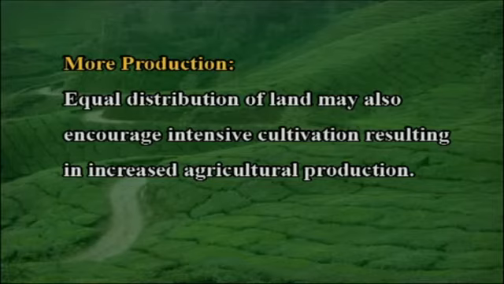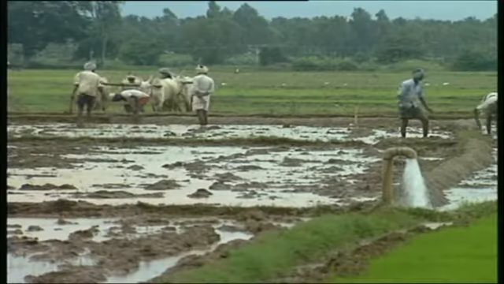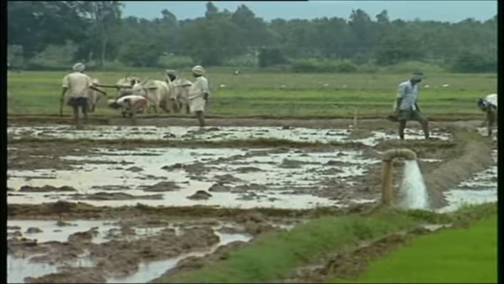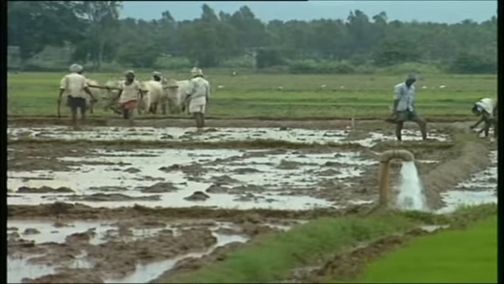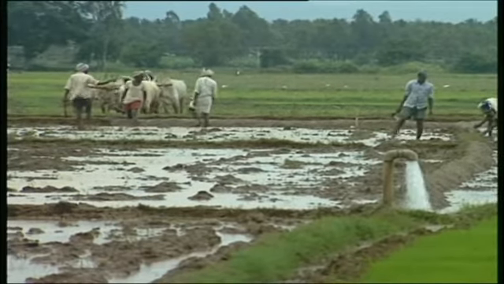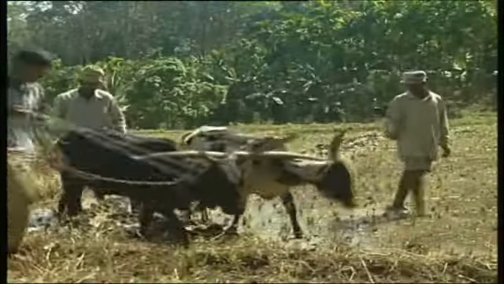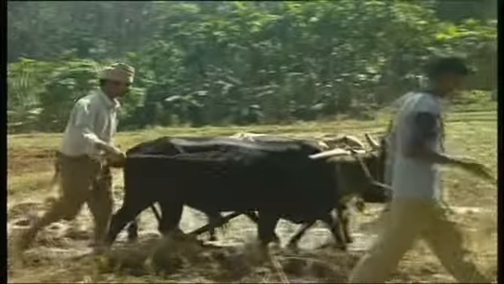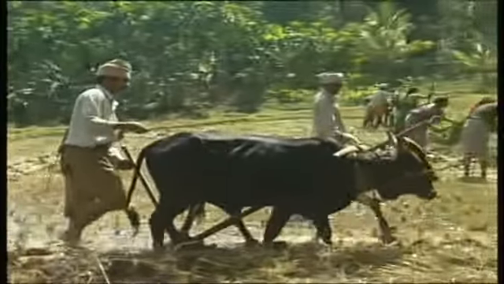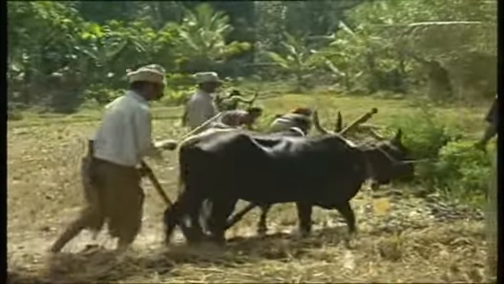More production. Equal distribution of land may also encourage intensive cultivation, resulting in increased agriculture production. Farm management studies conducted in India testified that small farms yielded more production per hectare. It is so because family members themselves cultivate small farms.